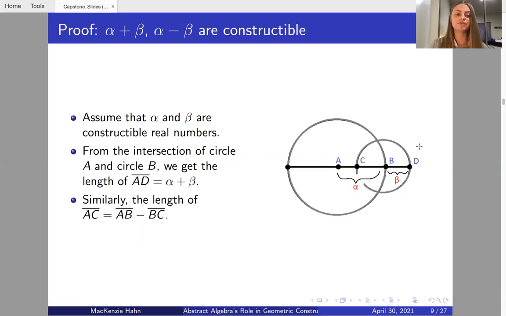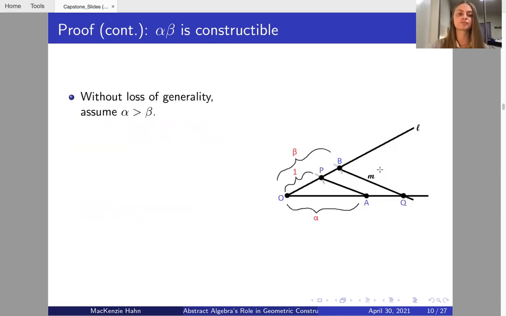And it follows similarly that AC is equal to the line segment AB, which is alpha, minus the line segment BC, which is beta. And so we find that alpha minus beta is also constructible. Next, we can find that multiplying two constructible numbers gives us another constructible number.